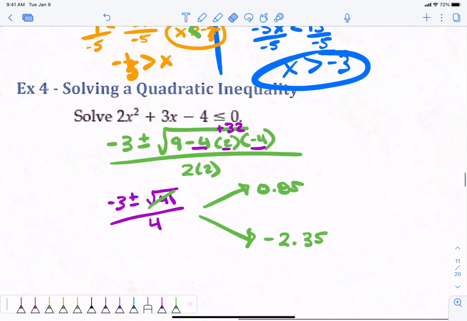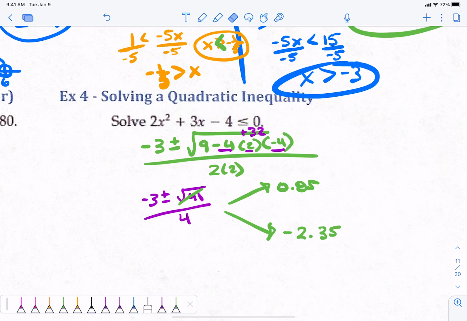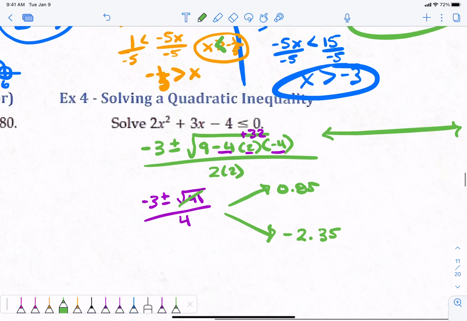Now, since this is a quadratic and we have 2 answers here, the symbols kind of get jumbled around, right? So I have 0.85 and negative 2.35.